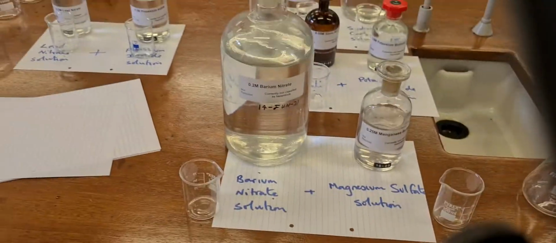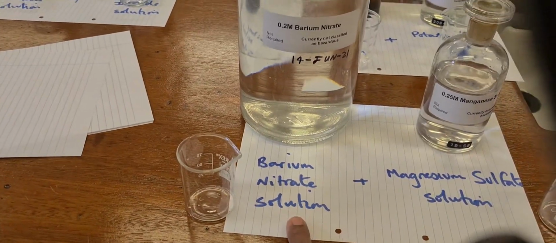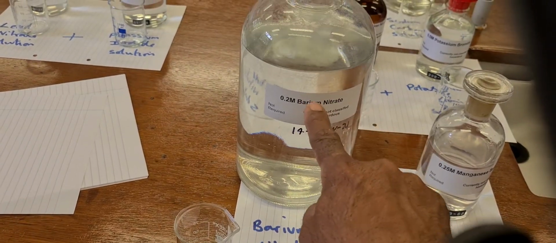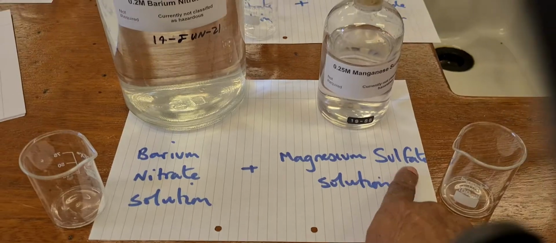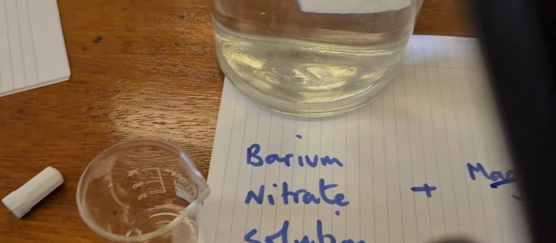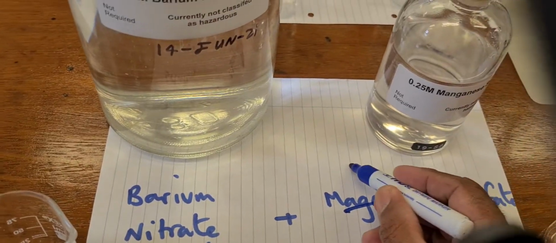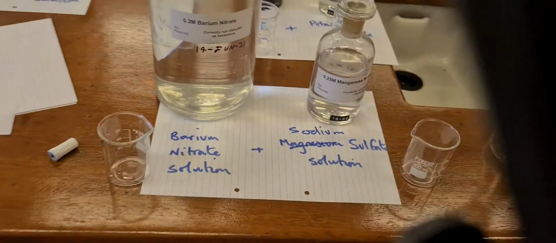Let me do that again. Barium nitrate there. Barium nitrate where my finger is. Now I've got the bottle the right way around. Magnesium sulfate, because I couldn't find sodium sulfate. But, you know, if you had sodium sulfate, exactly the same thing would happen.